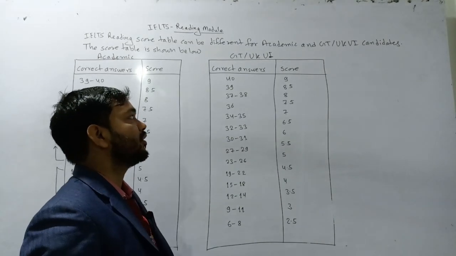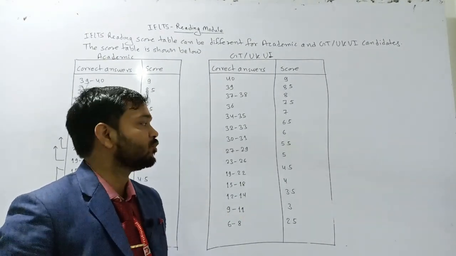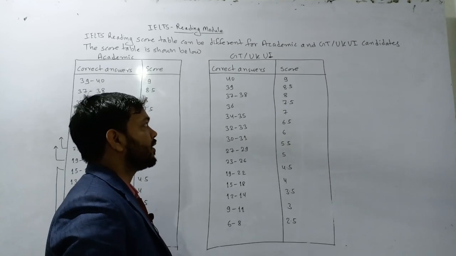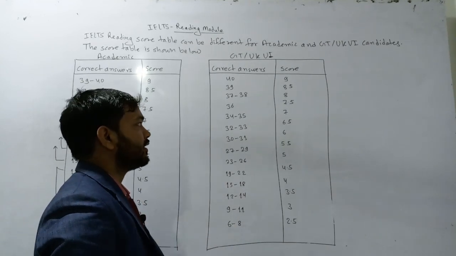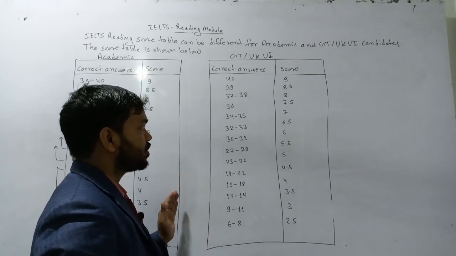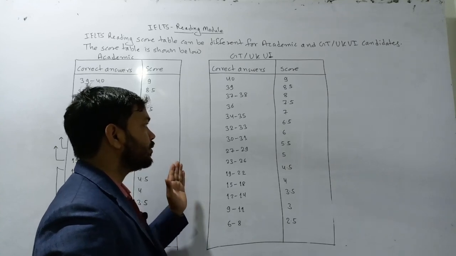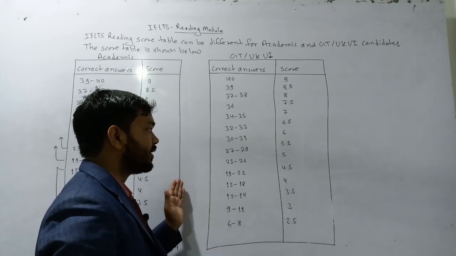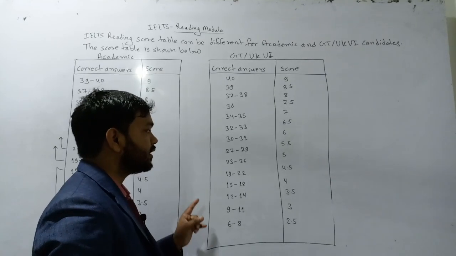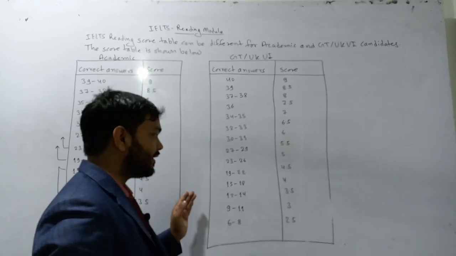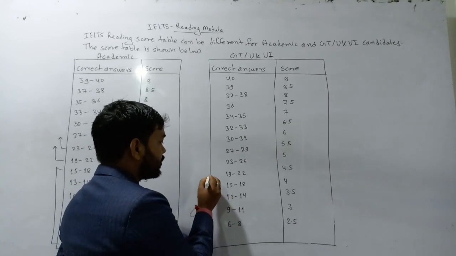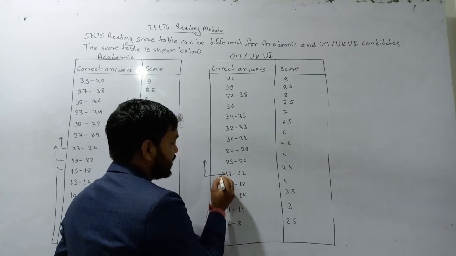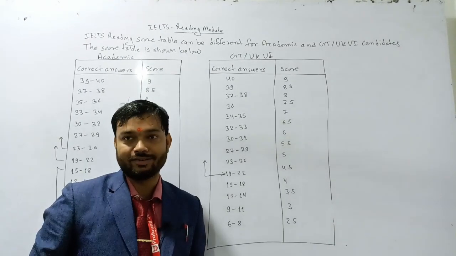And if you are applying for UKVI or GT general training, then you should focus on this score table. 40 for 9, 39 for 8.5, 37 to 38 for 8, 36 for 7.5, 34 to 35 for 7, 32 to 33 for 6.5, 30 to 31 for 6, 27 to 29 for 5.5, 23 to 26 for 5, 19 to 22 for 4.5. So I want to break here. You have to go straight with this. If you secure 19, that means you are eligible for UKVI or GT.